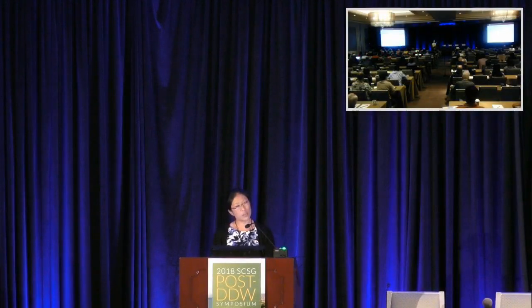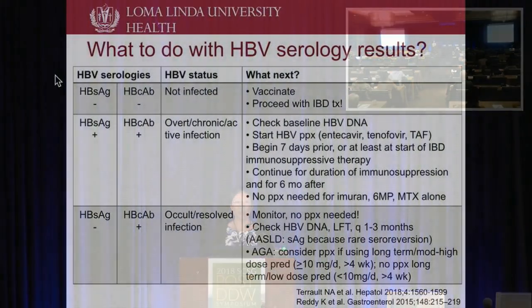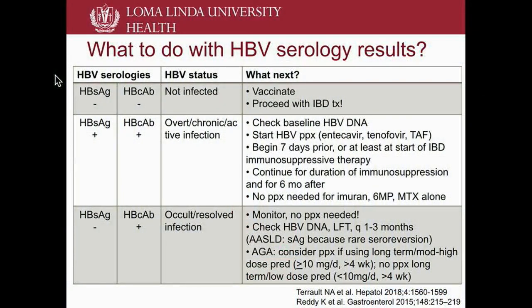This population is a little bit more challenging. So this is the surface antigen negative, core antibody positive patients, the so-called, again, occult or resolved infection. These people do not need therapy. They should be monitored. You do need to check their DNA and their LFTs every 1 to 3 months, maybe more like 1 month in the beginning of therapy, and as they've been on it for months and certainly even years, you can open it up to every 3 months.